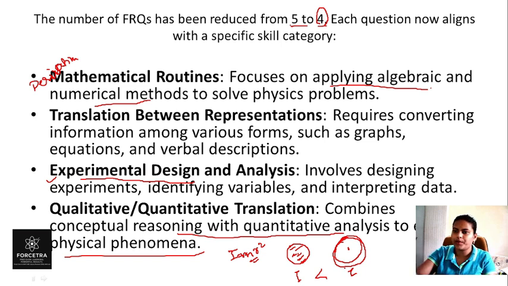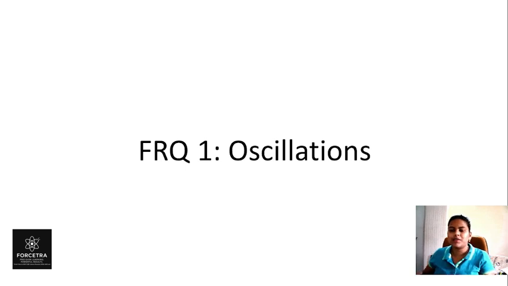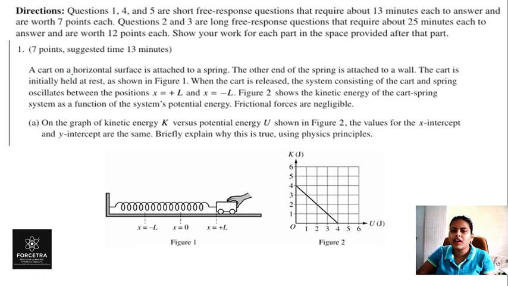So let's practice some of the FRQs, through which you understand what type of questions are asked in the exam. First is based on oscillations. A cart on a horizontal surface is attached to a spring. The other end of the spring is attached to the wall. The cart is initially held at rest, as shown in this figure, and then it oscillates between plus and minus L.